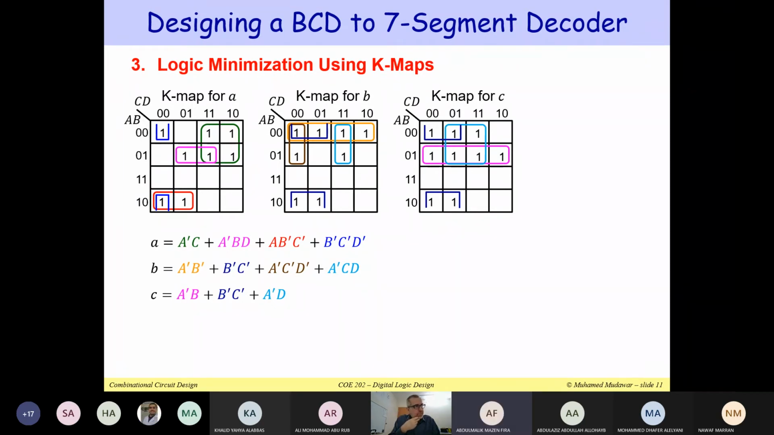Try to find common terms. Exactly. Common terms, extract the common terms. Can you see something which is in common? Yes, Muhammad. B prime and C. B prime, C prime. Yes, B prime, C prime. It's very clear. It is really common.